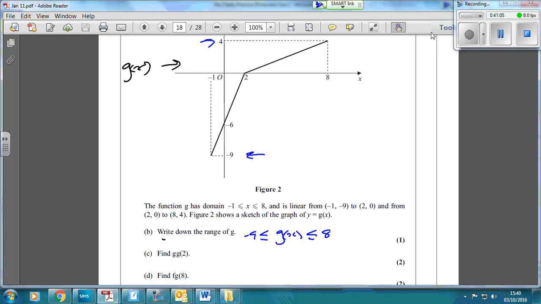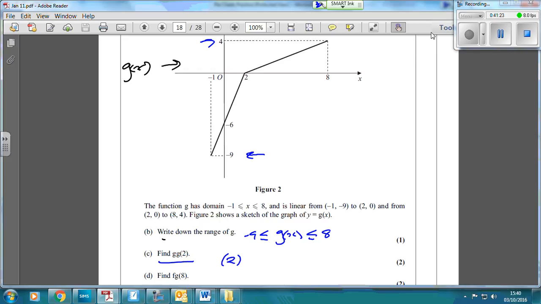Now we don't actually have our g function here. We're not told what it is. All we can do is we can just see it. It says find g of 2. Now what this means is that you put 2 into the g of x function. So substitute x in as 2. Whatever we get out, we get our number out.